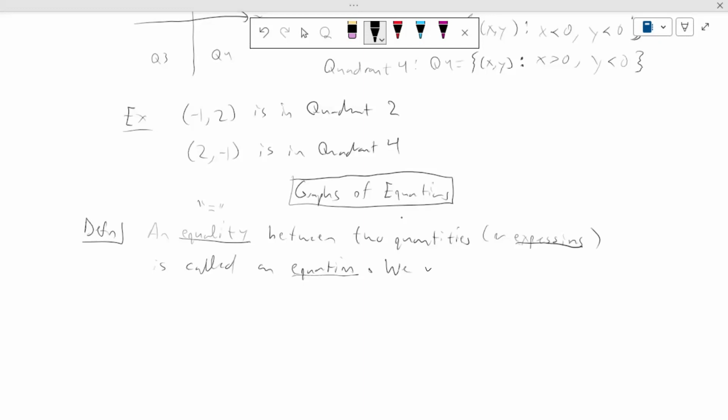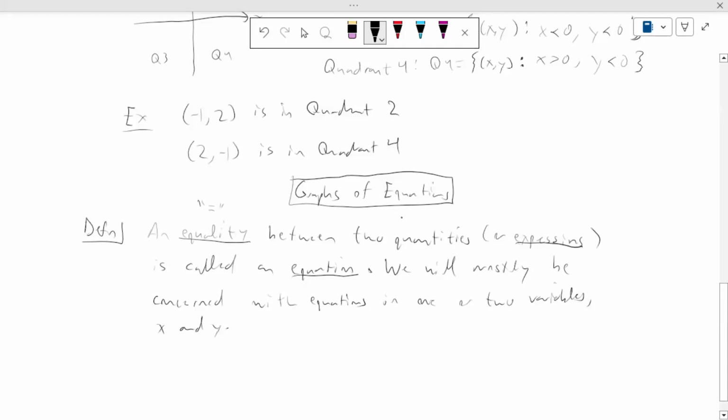I'll say this: we will mostly be concerned with equations in one or two variables. What are the variable names going to be? Usually x and y. If we're doing an application problem, sometimes it makes sense to have T for time, or W for weight, or H for height. Fair enough. But usually x and y.